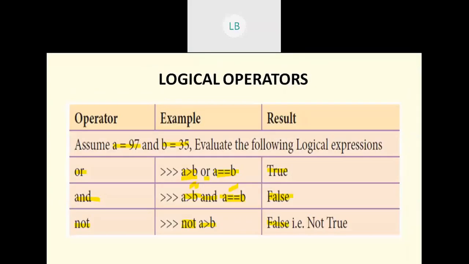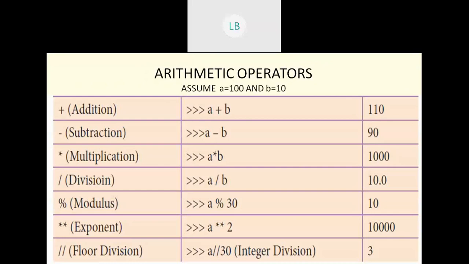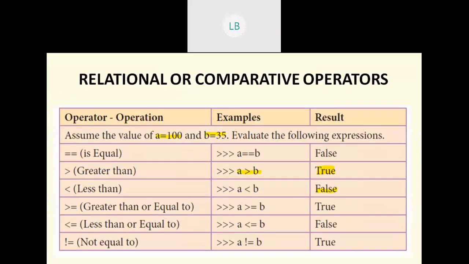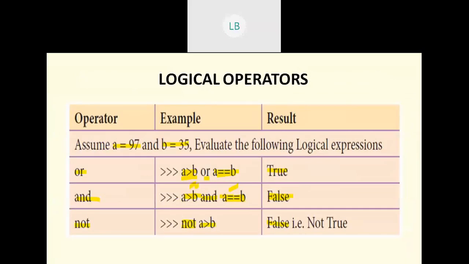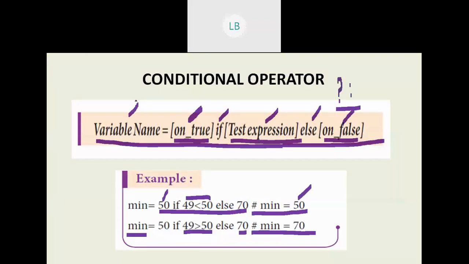So we learned under operators, arithmetic operators will perform arithmetic operations on two operands. It will produce some result. Relational operators are used for checking the relationship between the operands, and will give you either true or false as result. The next one, logical operators, is used for combining more than two conditions. Assignment operators and conditional operator.